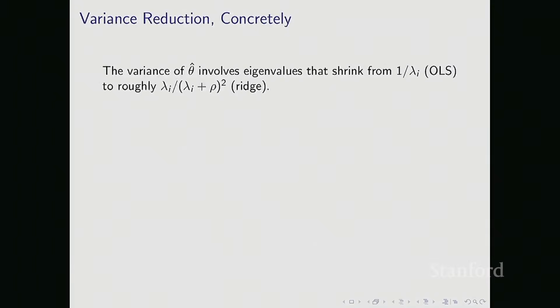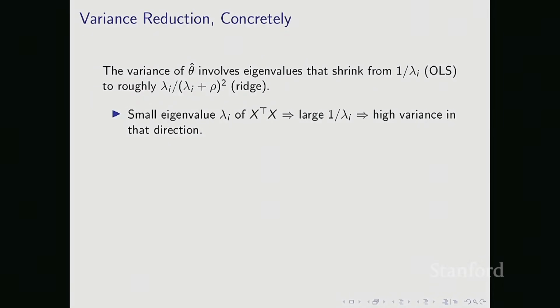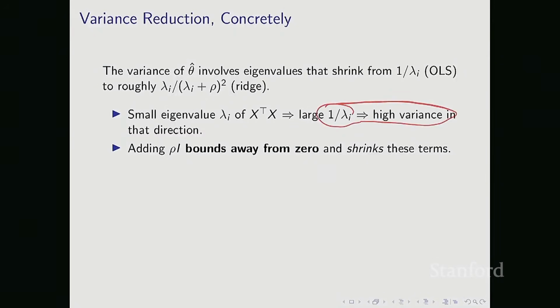Okay. Now, the variance of theta hat involves eigenvalues that shrink from 1 over lambda i to roughly this expression in the ridge. And the point that I'm making here is that a small value here has huge variance, okay? It's not just a problem if lambda i is exactly 0. Imagine I have a very, very small, weak eigenvalue, lambda i of 10 to the minus 5 or 10 to the minus 6. What happens along that direction? Huge changes in the eigenbasis there do not change the error very much.